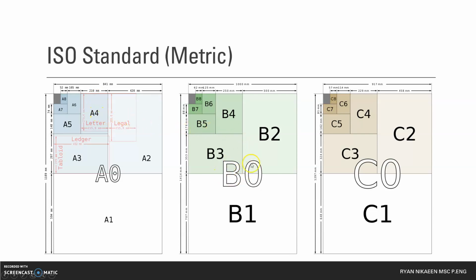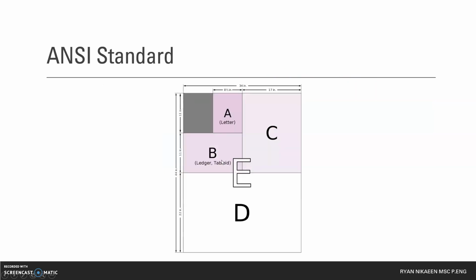And there is another standard that we call B standard, and another standard that they call C standard. So you can see the numbers here for B standard and C standard. For ANSI, the sheet size definition is a little bit different.